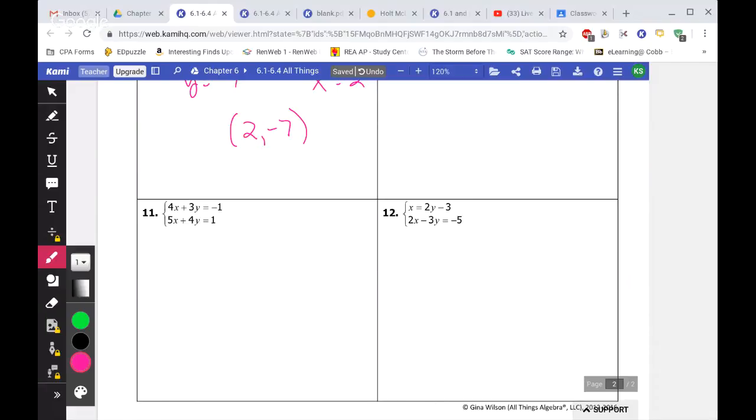Any others in particular? Can you do number 10? I can.